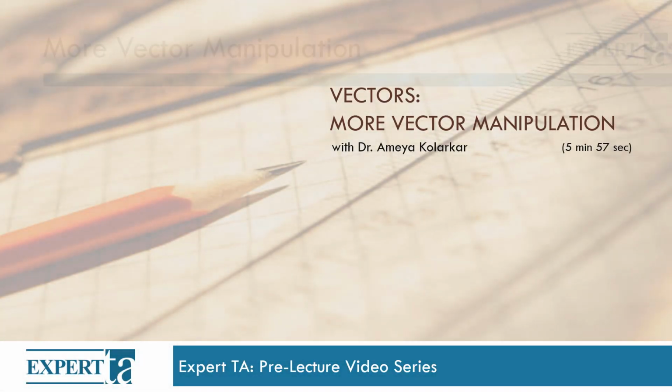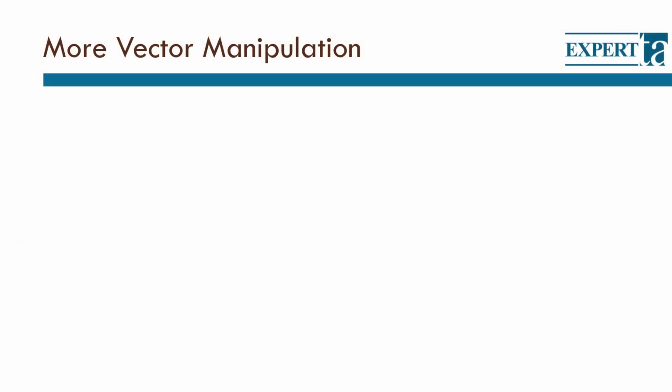Let's have some fun with manipulating vectors. Vector A has components 2, 3. We have vector B, which has -2 and 4 as its components. Now we want to find a vector C, which is equal to 3 times vector A minus 2 times vector B. So 3 times vector A, what does that look like?